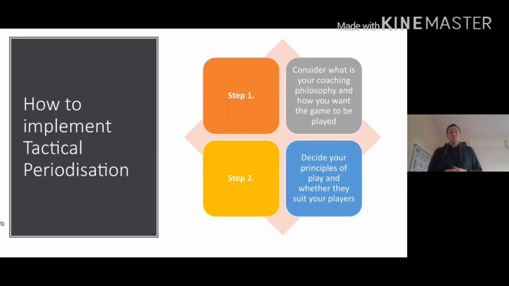So just summarising, if you want to implement tactical periodisation with a team, what are the steps you need to take? The first step is considering what your coaching philosophy is and how you want the game to be played. Now is a good chance, we've a lot of off time, to really think about what your coaching philosophy is. Start watching teams you want to play like, Dublin, Corofin, whatever team it is, and elements of their play that you think you can bring into your own team. You need to decide whether these principles of play are suited to your players and how you can adapt them.